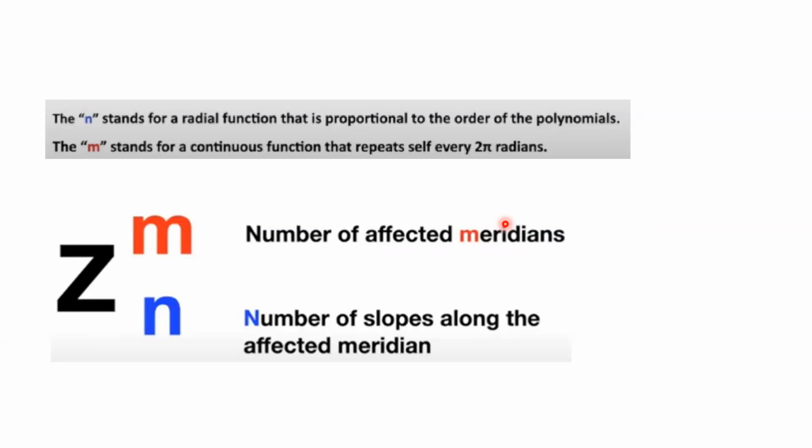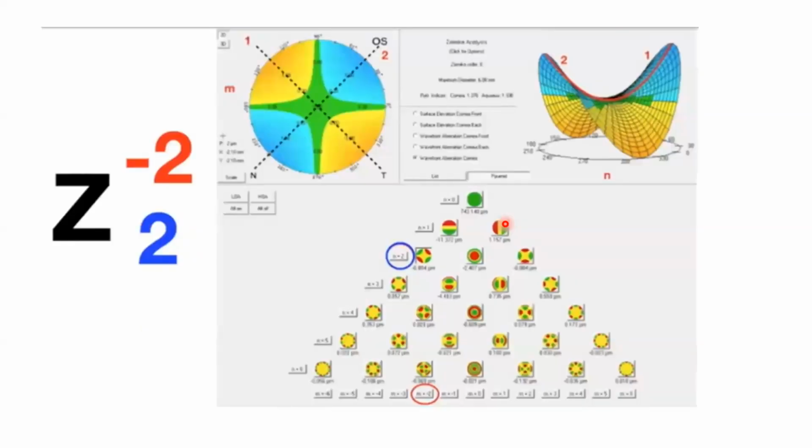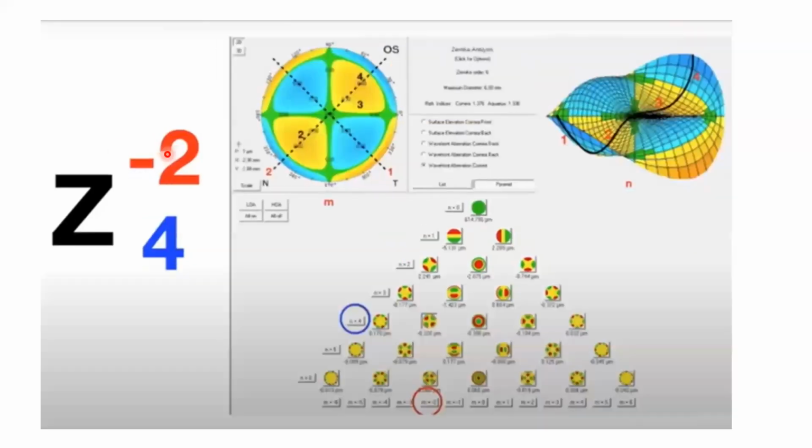I'm going to show you a few examples of how it really happens. So in this, we see Z minus 2 and 2. In this 2D image, we can see that there are two vertical primary meridians. So the m is 2, and across each meridian, we can see that there are two slopes. So the n is 2. Here is slope 1 and here is slope 2, and there are two vertical meridians. Since it is a vertical meridian, the sign is minus.